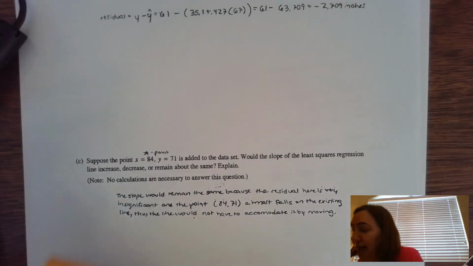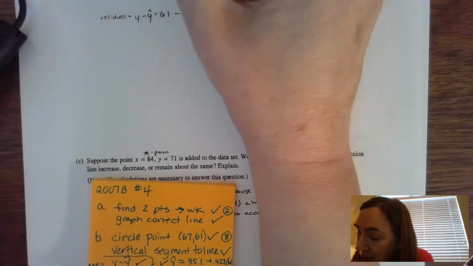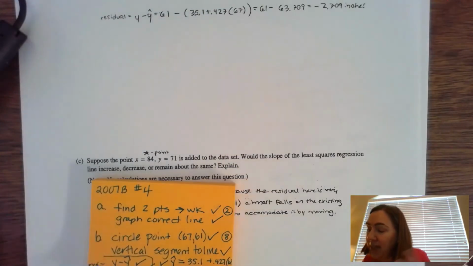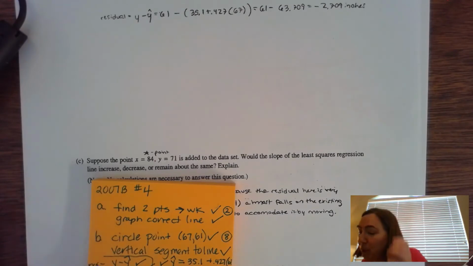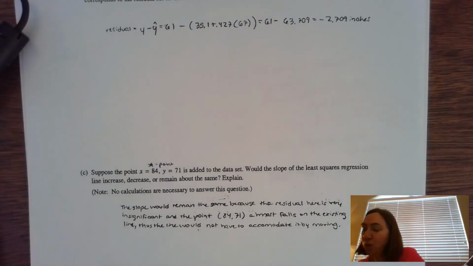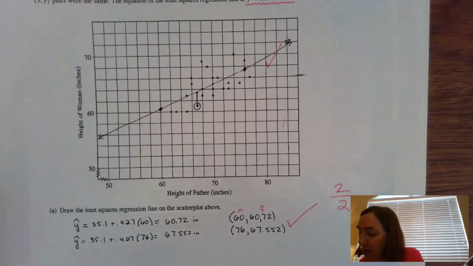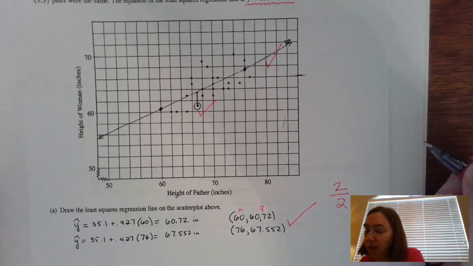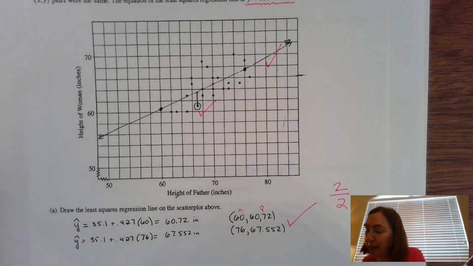The next part right here says one father's height is 67 inches and his daughter's height is 61 inches. This is the actual father-daughter pair, so this is an X and a Y, and it says circle the point on the scatter plot that represents this pair. All right, your first check: did you circle the right point? Okay, so this is the point. If you circled that point, give yourself a check mark. That's our first check for part B.